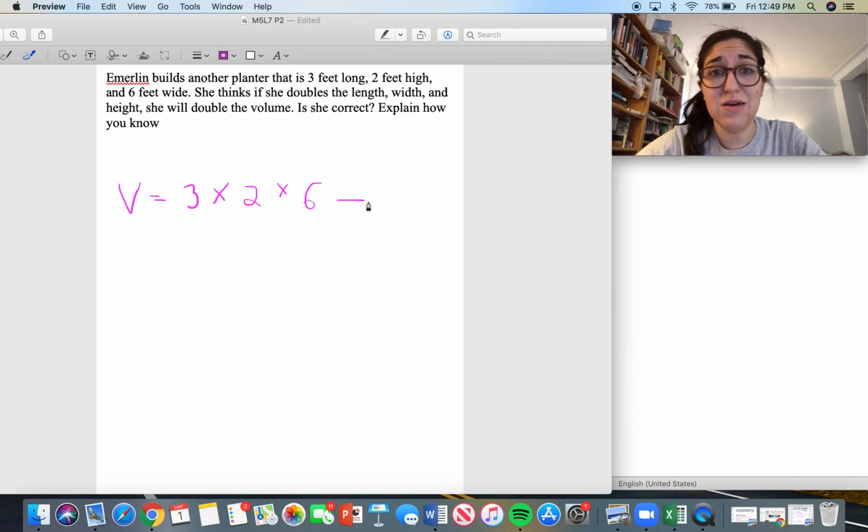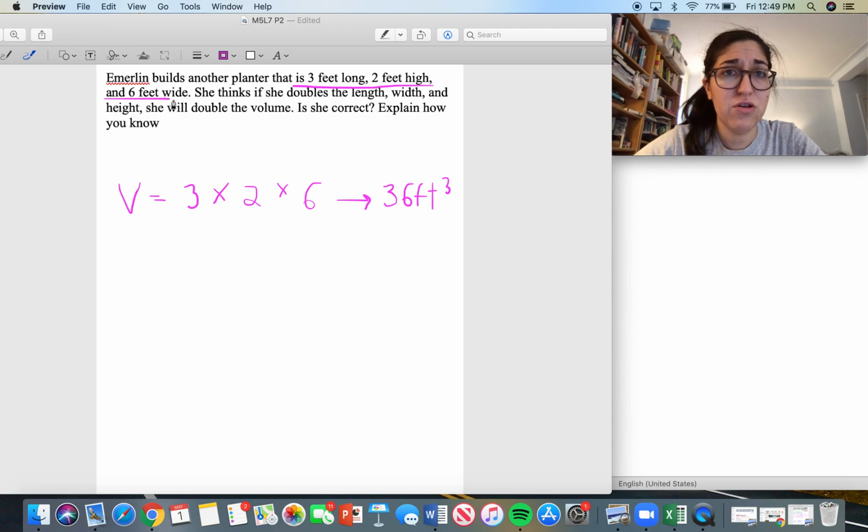Oh, actually, look at that. She built another one that is 36 feet squared, or cubed, excuse me. So that was this part of the problem that I just did. She built a planter that's 3 feet long, 2 feet high, 6 feet wide. So here's my length, my height, and my width. That's a weird W, but we're just going to go with it.